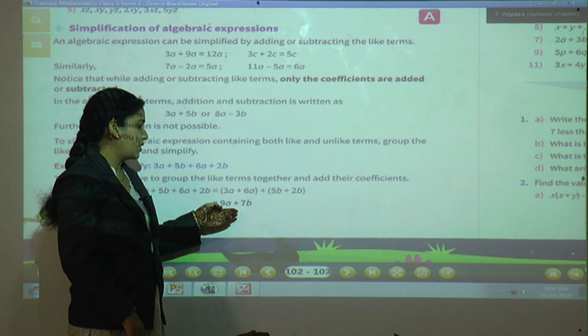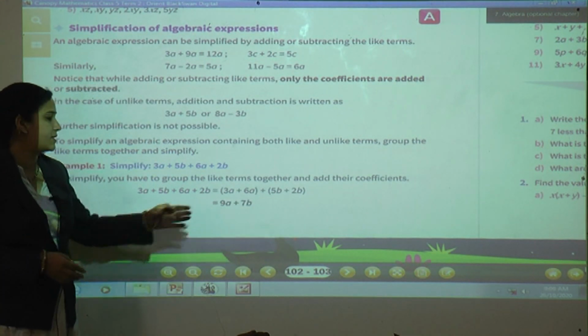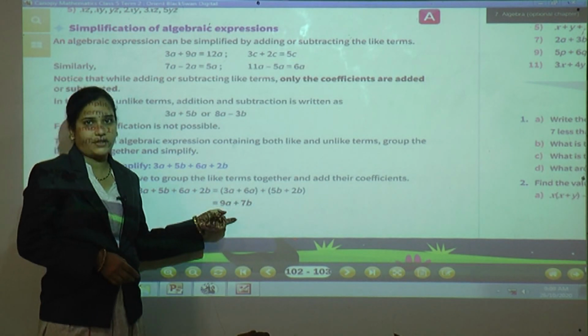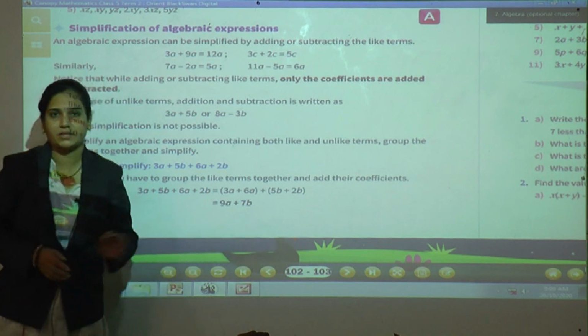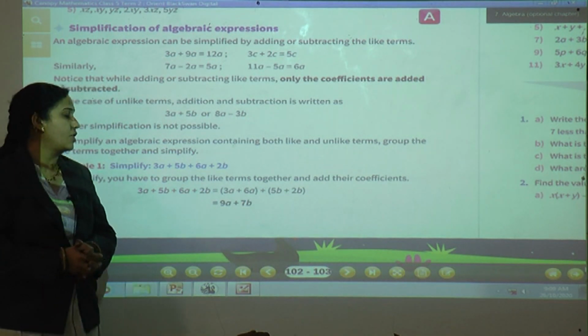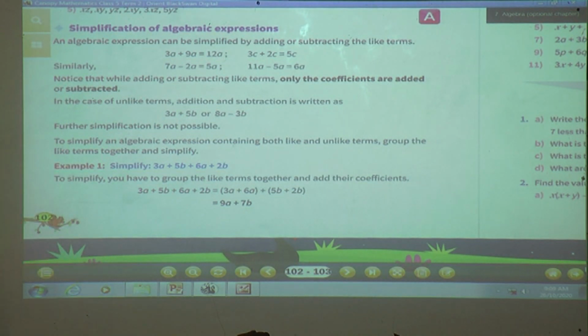Now here, can we add 9 plus 7, students? No, because they are unlike terms, isn't it? So we can't do the addition of these two terms. Now, all of you understood how to add or subtract? Very good. Now next page.